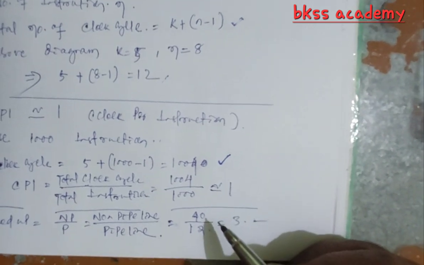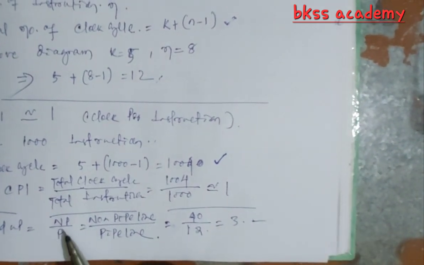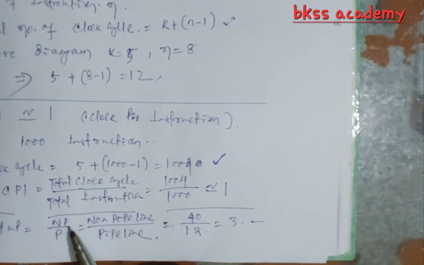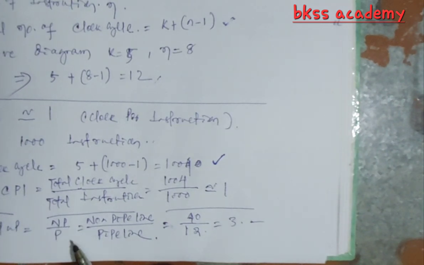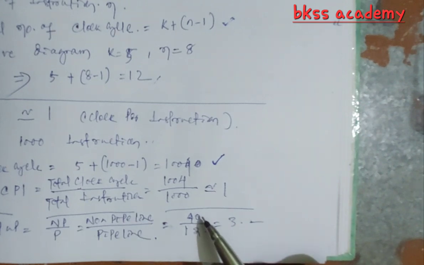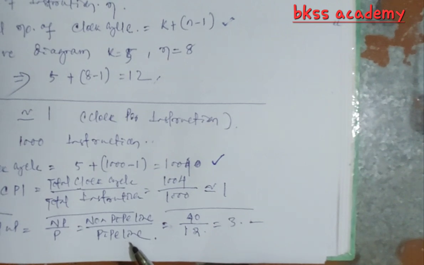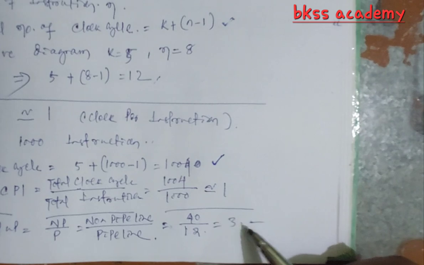Speedup is equal to non-pipeline clock cycles divided by pipeline clock cycles. So non-pipeline clock cycles are equal to 40 when we are taking 8 instructions, and the pipeline CPU is taking 12. So 40 by 12, it will be 3 point something.